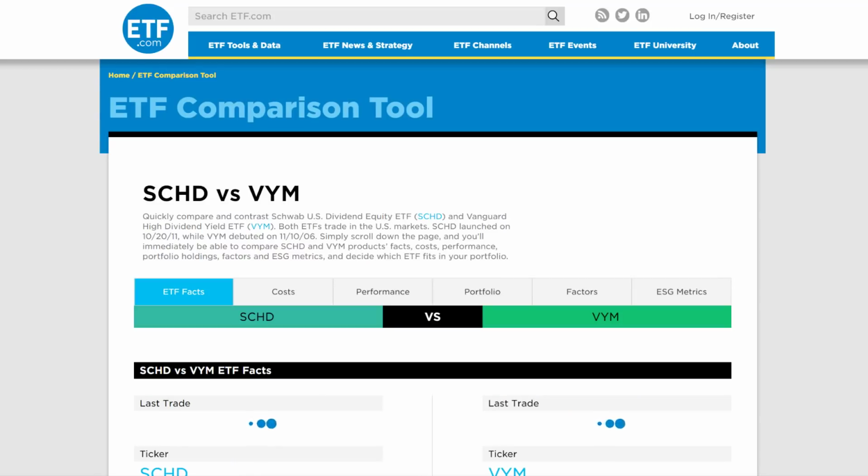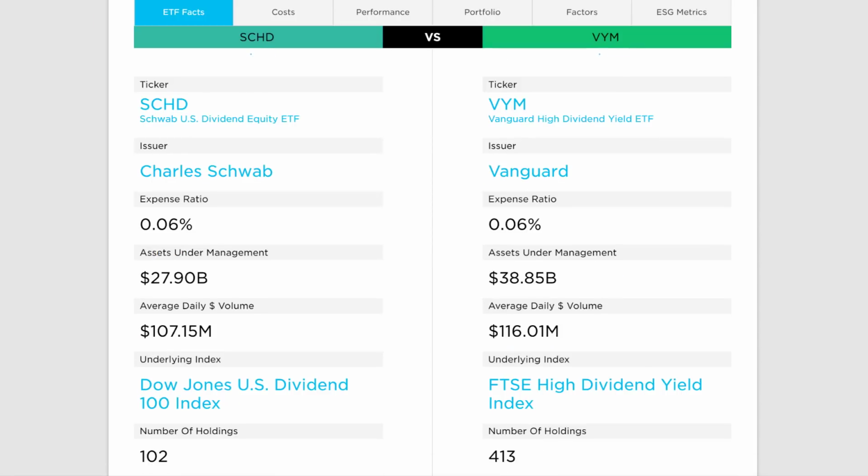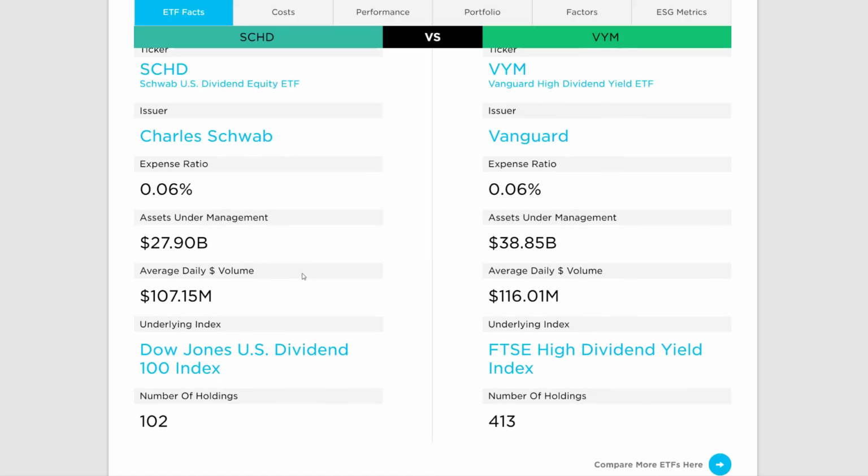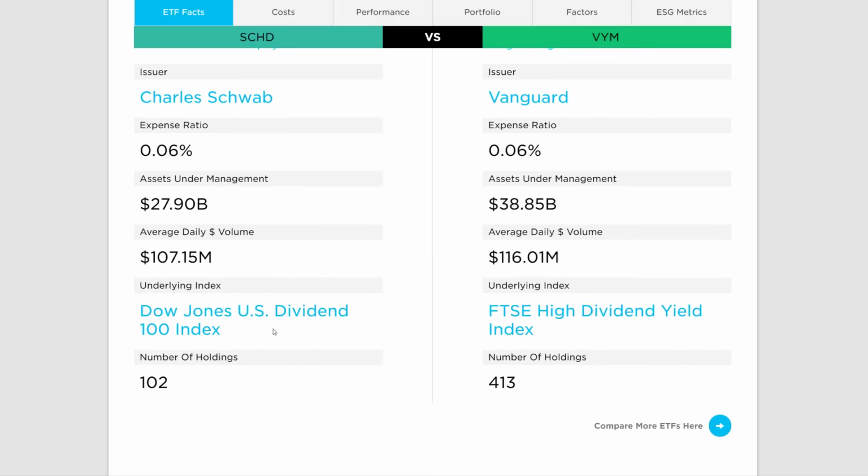Now let's take a look and see how SCHD compares against VYM. When looking at the expense ratio, they both have the exact same expense ratio. SCHD has slightly less in assets under management, but not really a big deal. The index for SCHD is the Dow Jones US Dividend 100 Index, whereas VYM is the Financial Times Stock Exchange High Dividend Yield Index. You can see here that it has 102. Once again, on different websites, I'm seeing different numbers of holdings. So roughly about 100 holdings, whereas VYM has over 400 holdings.